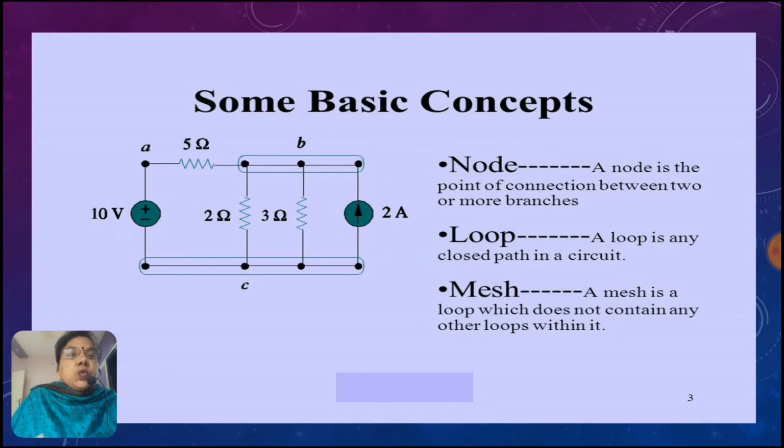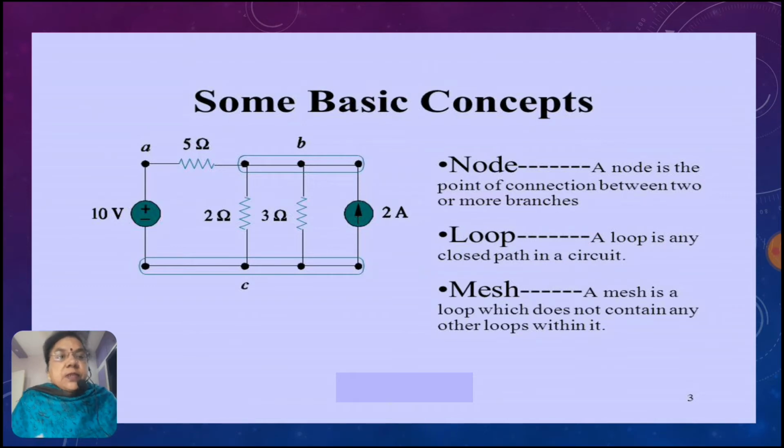Now we will move towards loop. What is meant by loop? A loop is any closed path in a circuit. See in this circuit how many closed paths are there? First you start from A, go towards C. So A to C, there is one complete circuit consisting of the 5 ohm, 2 ohm and 10 volt power supply. So it is a loop. Also the 2 ohm resistor and 3 ohm resistor, they are connected with wires. It is also a loop. Then the 3 ohm and 2 ampere source is also a loop. Is it clear?